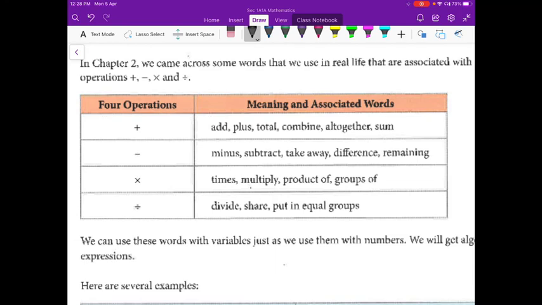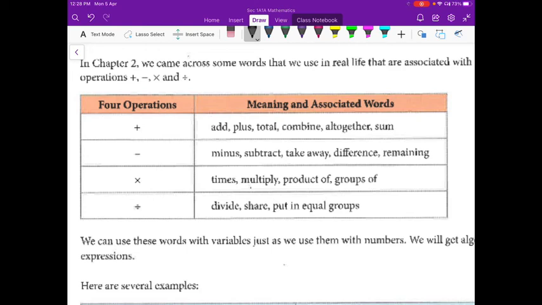Okay, now class, we are going to do something that is really, really easy now. How easy? Your plus, minus, times, divide. For the rest of the lesson, just pay attention. I want to describe all these terms, which you probably already know. Plus is your add, which is also known as plus or total, combine, altogether, the sum. These are words to describe plus.